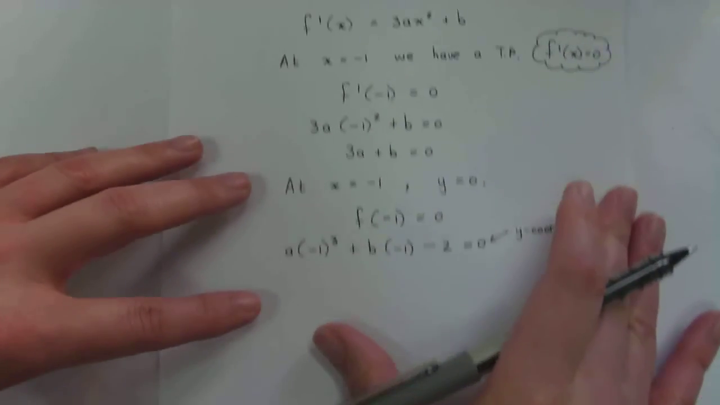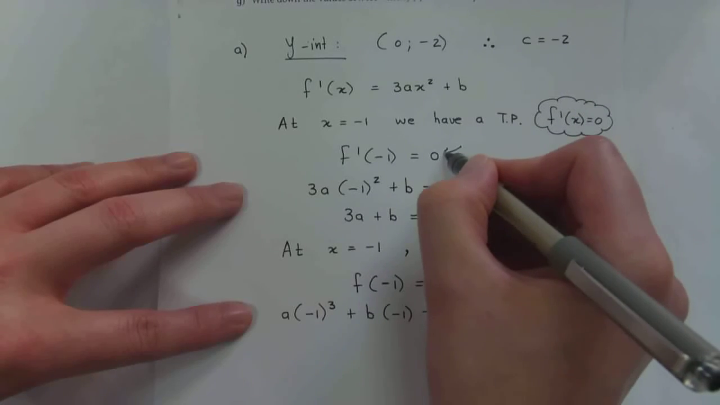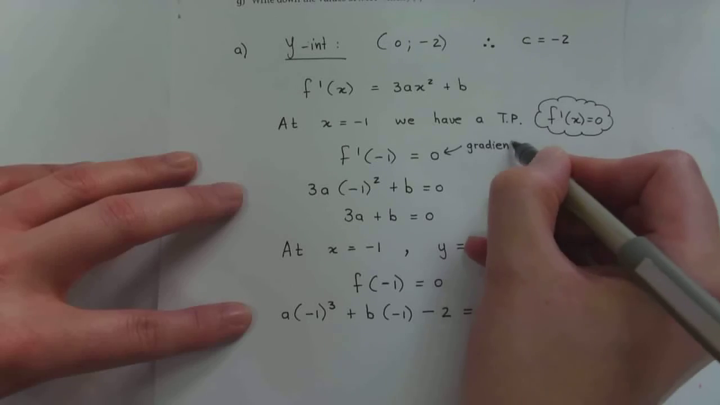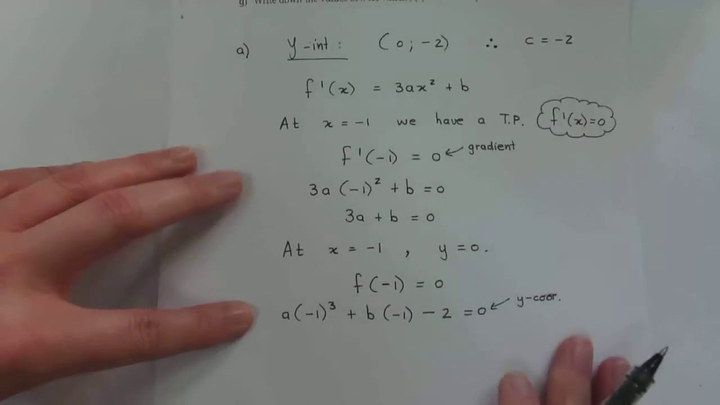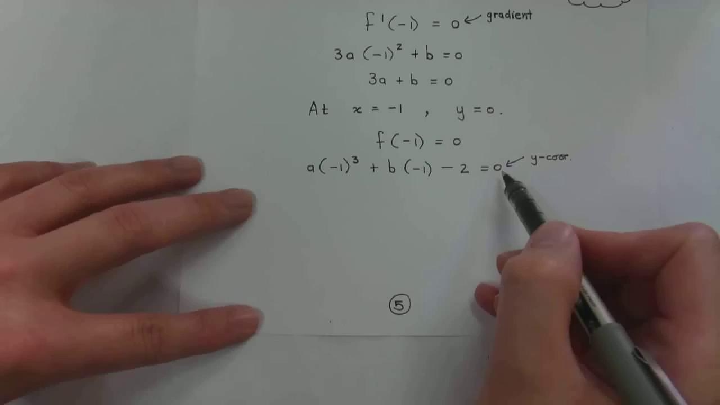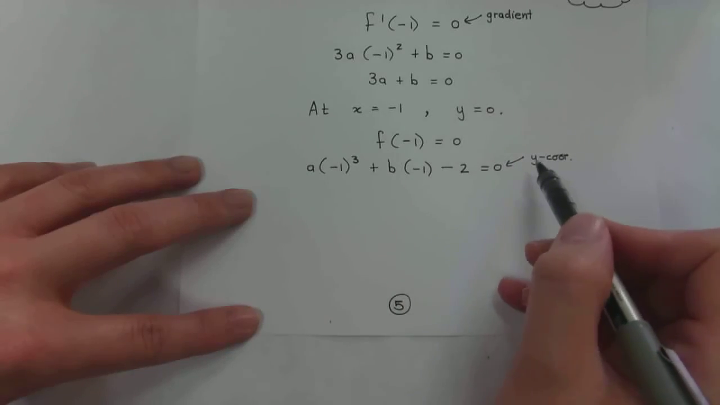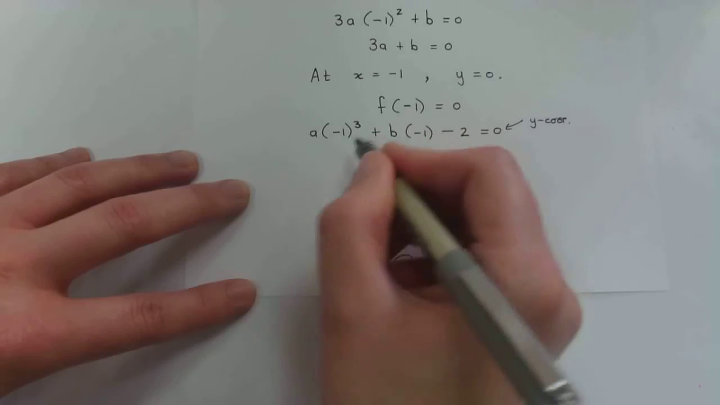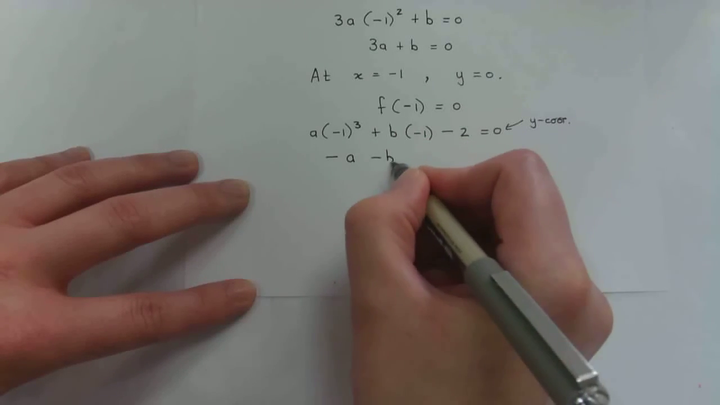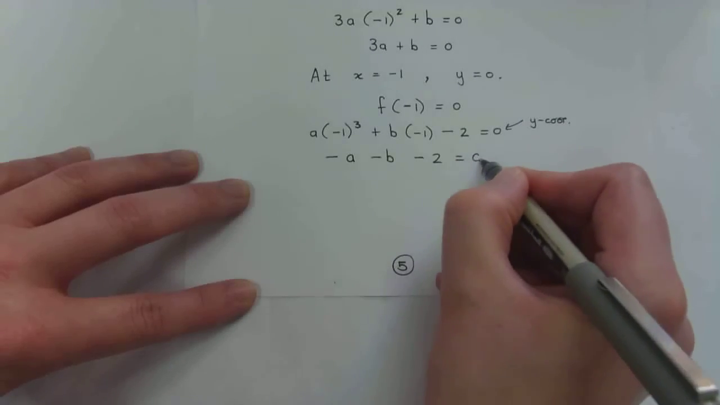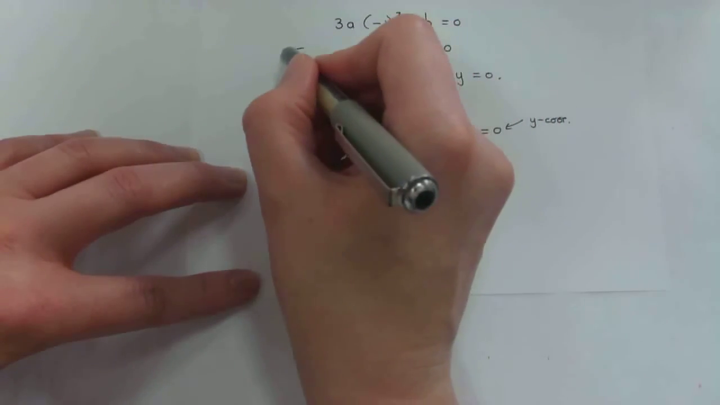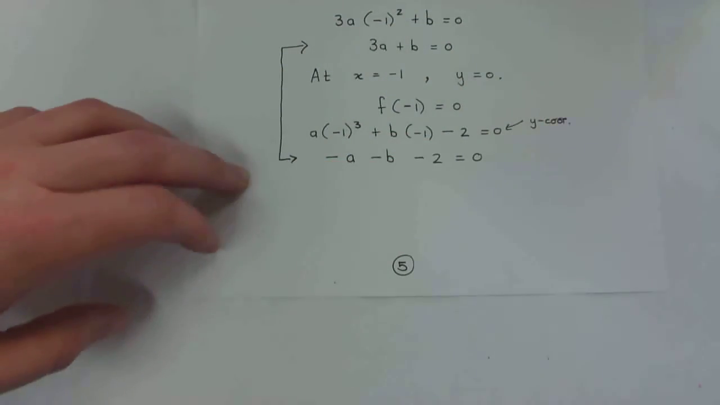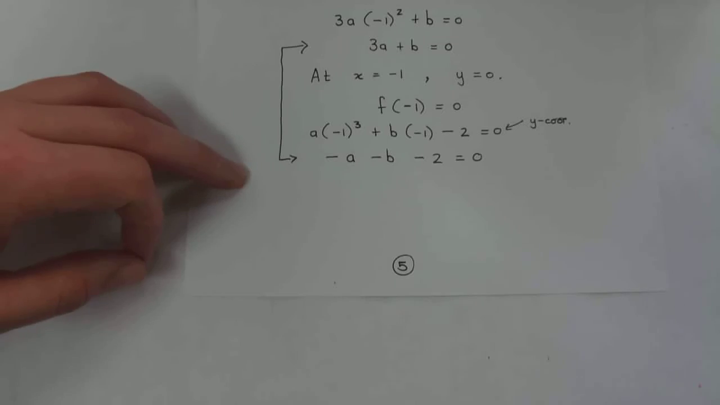Got it. So please remember this 0 was because it was the gradient at the point, and that's why it was substituted into the first derivative, because first derivative gives me gradient, and this one specifically is substituted into the original equation because that's the y-coordinate. Okay, so let me simplify this. So it's a times -1, which is -a minus b minus 2 is equal to 0. So now I've got my two equations. So there are my two equations. And that is the two equations that I'm going to be solving simultaneously.